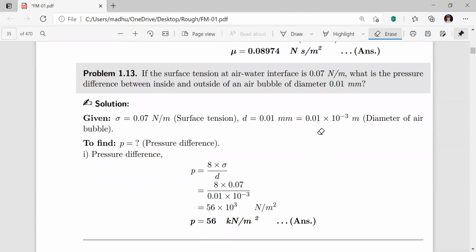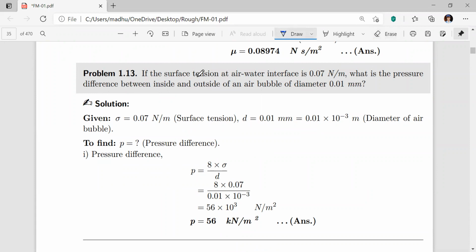Okay, so in the same way we will have one more problem on the surface tension. Now I'll quickly read it out because only 10 minutes is left. If the surface tension at air water interface is 0.07 Newton meter, what is the pressure difference between inside and outside of an air bubble of diameter 0.01 millimeter? Okay, so this is what they have given.